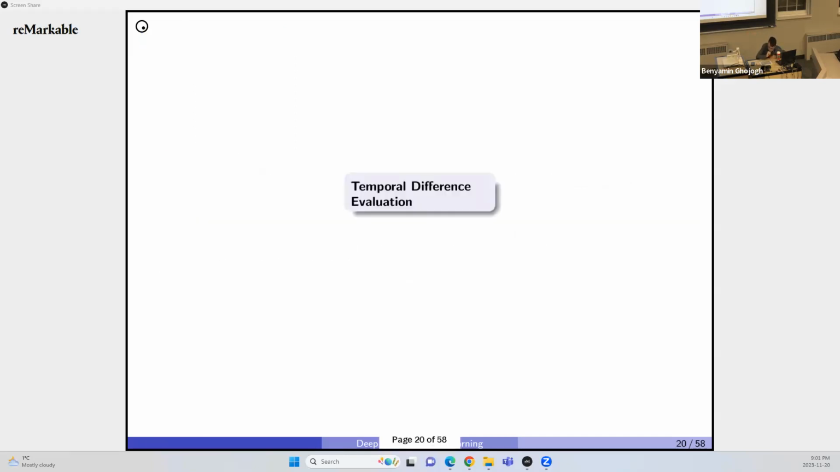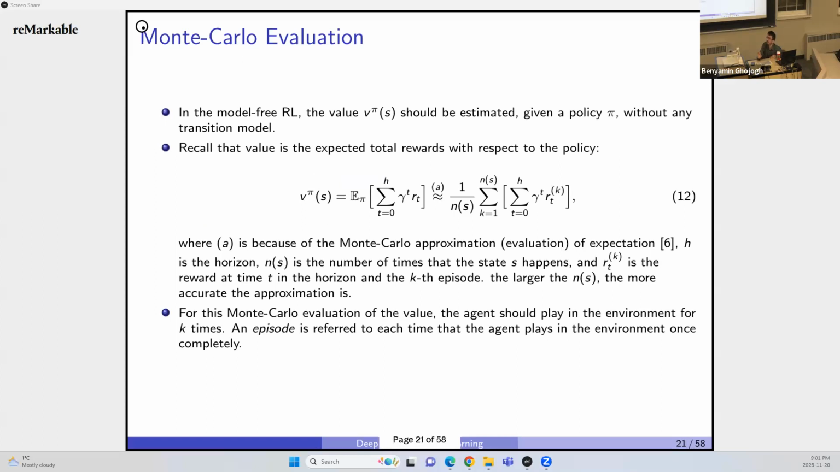Temporal difference evaluation, another important thing in reinforcement learning. First, let me tell you about Monte Carlo evaluation. In model-free RL, we need to estimate the value. What was the value? The reward, the best reward. So we need to estimate it, given a policy. With this policy, what is my reward?